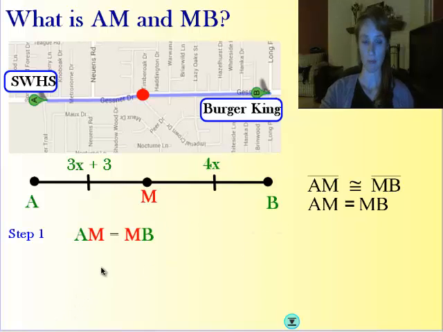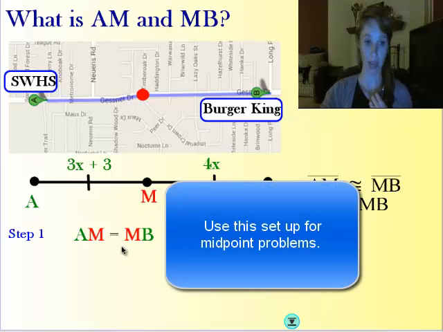Step 1 of this problem is to create a relationship between line segment AM and MB, because what I'm trying to solve is the length of both AM and MB. Okay, so I have a relationship here, and that's always what I want to set up first. What is the relationship between the line segments? I know that they're equal to each other because these tick marks tell us they're congruent or have the same length.